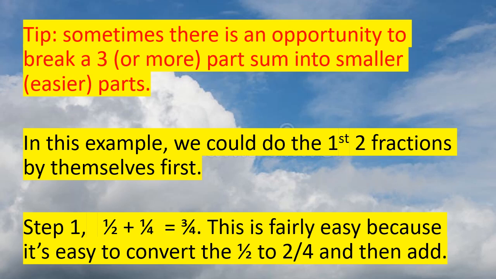Here's a tip. Sometimes there is an opportunity to break a 3 or more part sum into smaller, easier parts. In this example, we could do the first two fractions by themselves first. So step 1 would be 1/2 plus 1/4, which equals 3/4. This is fairly easy because it's easy to convert the 1/2 into 2/4 and then add.